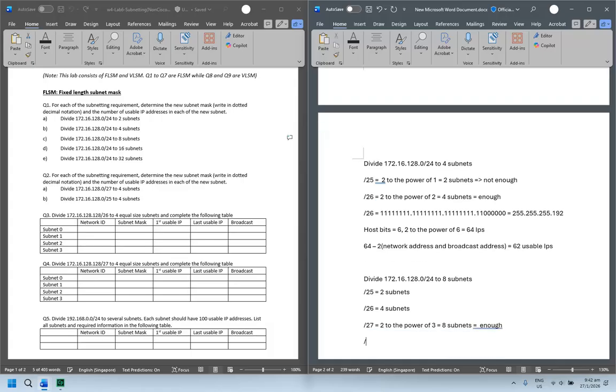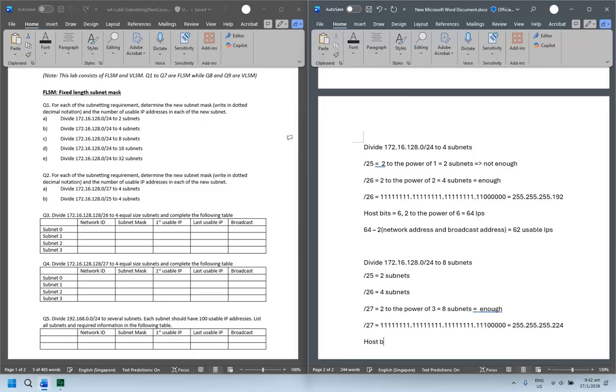So /27 will be equal to 8 ones, 8 ones, 8 ones, and 3 ones followed by 5 zeros, which will be equal to 255.255.255.224. So that will be our decimal dotted notation for the /27 subnet mask.